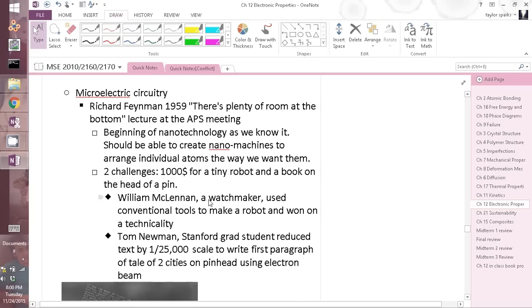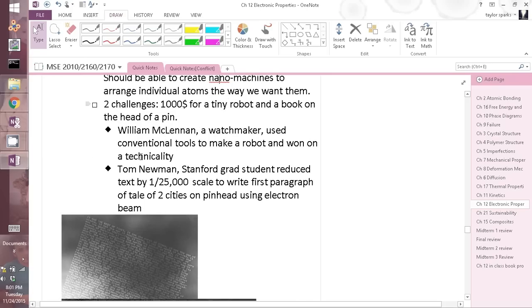And in this lecture, he basically said, we've got to miniaturize. We've got to start doing things at a drastically smaller scale to make much more exciting technology possible. This was, I think, the beginning of nanotechnology. Now nano is such a buzzword, we're all used to hearing it. But he said we should be able to create nanomachines that arrange individual atoms in just the way that we want them. And he issued 2 challenges.